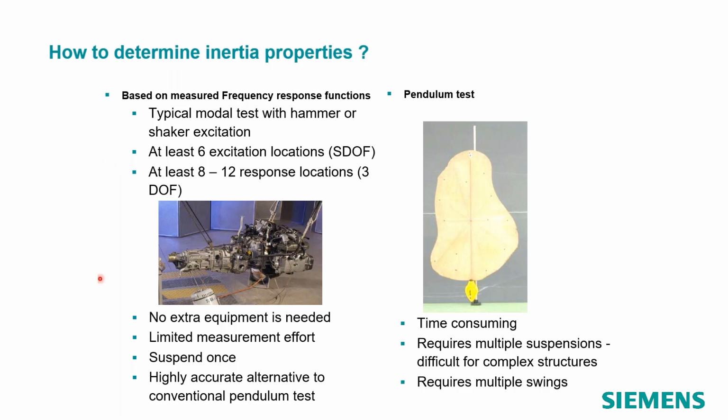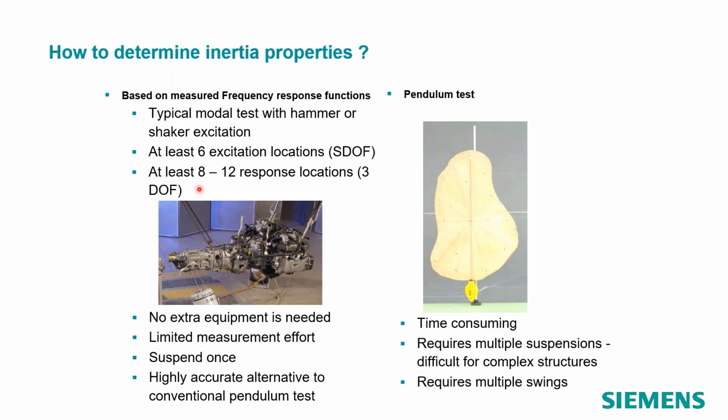Here the picture is showing a shaker. In practice, that's not commonly done. It's kind of a pain to move a shaker to 6 separate locations. So normally we would use a hammer for this type of a test. And then as far as response locations, you need at least 8 triax accelerometer locations. So here we say 8 to 12.